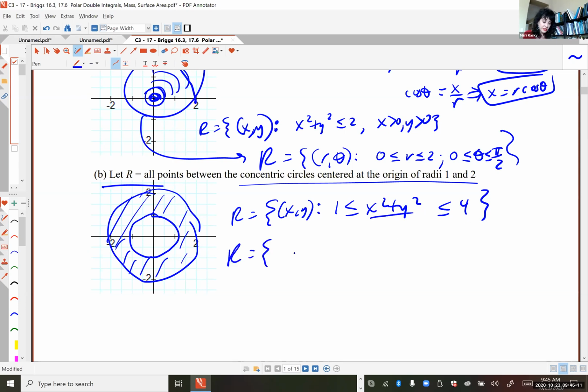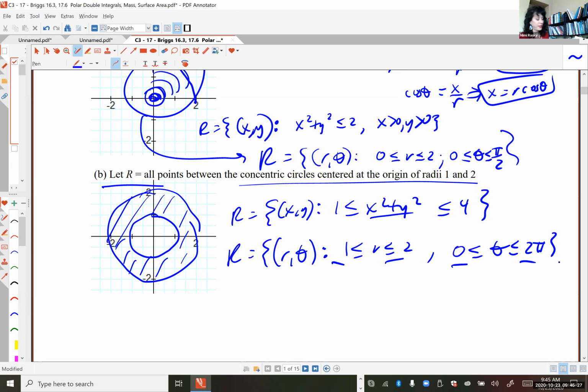If I do this in polar, we're just talking about constants. So r is just a constant between 2 constants, 1 and 2, and theta is going to go around one full revolution, so 0 to 2 pi. You see how these are all constant limits? That's going to be key.